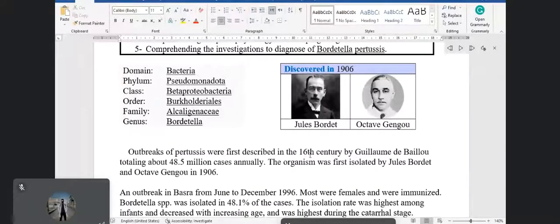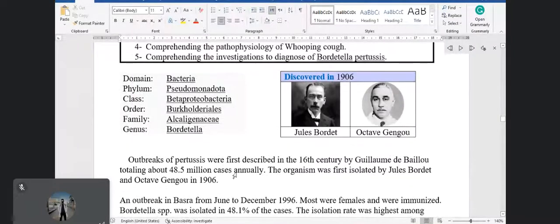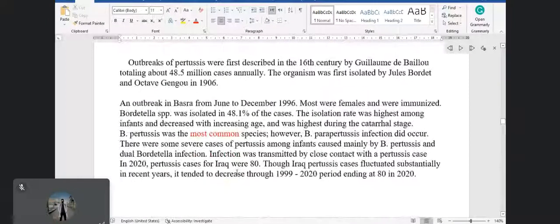It is actually not a new disease. In the 16th century, Goldman actually reported a total of 48.5 million cases annually. The problem with this organism is that there's no vector and there's no host but humans. So it is transmitted from one human to the other. And it wasn't until 1906 when Jules Bordet and Octave Gengou produced the culture for this microorganism and were able to diagnose it and document it as Bordet-Gengou bacilli. And it was further called Bordetella. Now, still it is a common problem in our country.